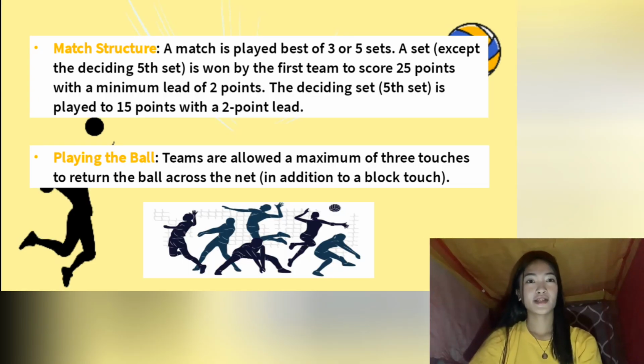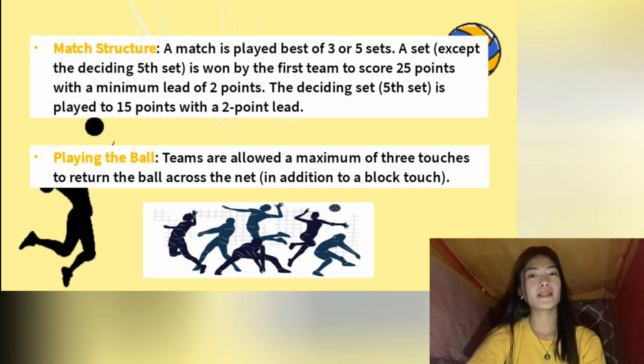Next is the match structure. A match is played best of 3 or 5 sets. A set, except the deciding 5th set, is won by the first team to score 25 points with a minimum lead of 2 points. The deciding set or 5th set is played to 15 points with a 2-point lead.